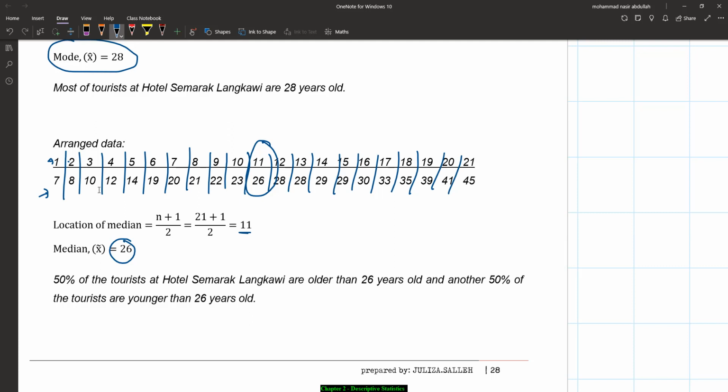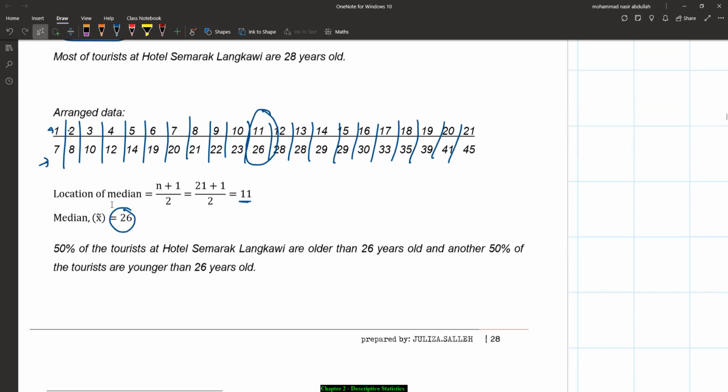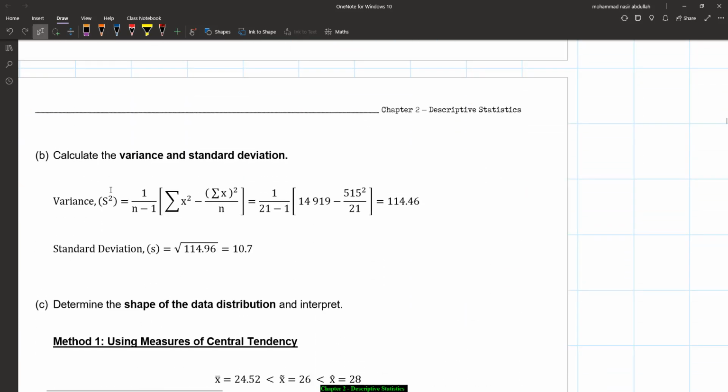50% of the tourists are less than 26 years old, while another 50% of the tourists are more than 26 years old. Simple explanation, right? Tak payah buat complicated. Boleh? So to find variance and standard deviation, same as just now, I already show you using calculator.